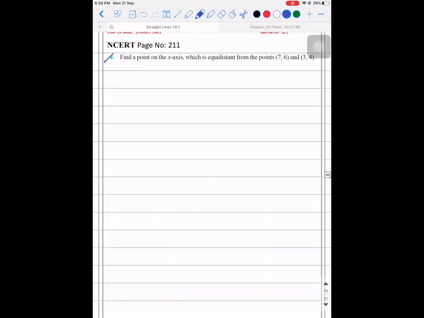Find the point on the x-axis which is equidistant from the points (7, 6) and (3, 4). So the solution is: let the point on the x-axis be (a, 0). Let me take this point as A, and the given points as P and Q. So what is given?